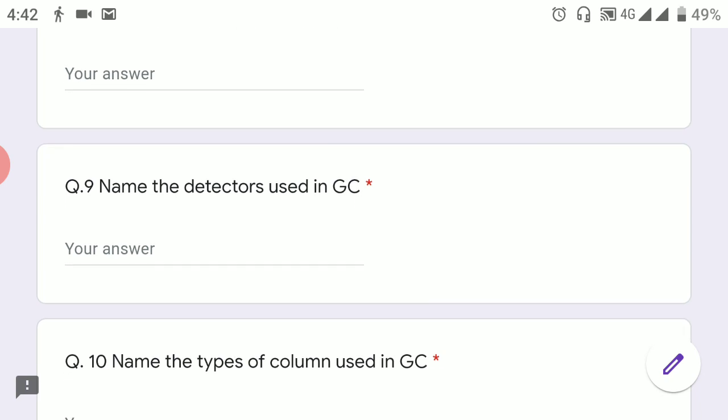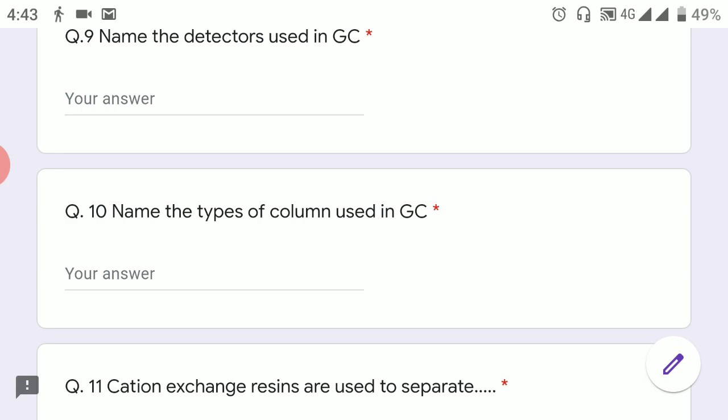Now the detectors used in GC. Here it was expected to write down at least 2 to 3 names of the detectors that are used in GC. So we have seen thermal conductivity detector, flame ionization detector that we call FID, TCD, flame photometer detector that is FPD, and electron capture detector. So the answer could be TCD, FPD, ECD and FID. So you can write down the answers. You can refer back to the PowerPoints and notes provided to you.